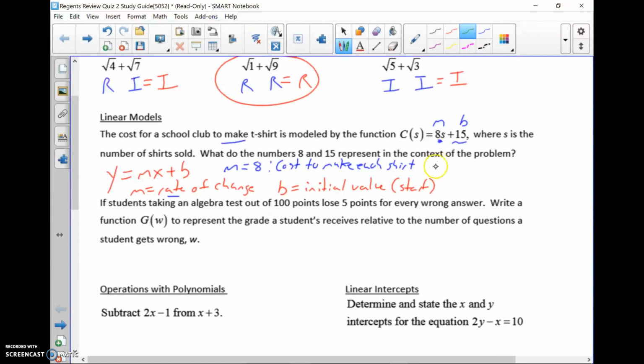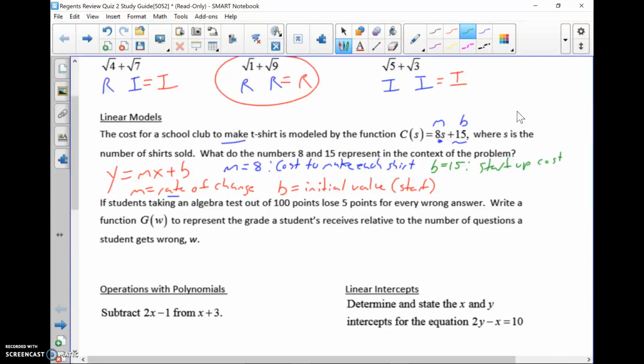And then the 15, the y-intercept of 15, that's the startup cost. Maybe it costs $15 to open an account with the company that you're making it, or it costs $15 to design the shirt, and then it costs $8 to make them each, kind of thing. Maybe the artwork costs $15, and then it's $8 to produce them, but it's a startup cost.